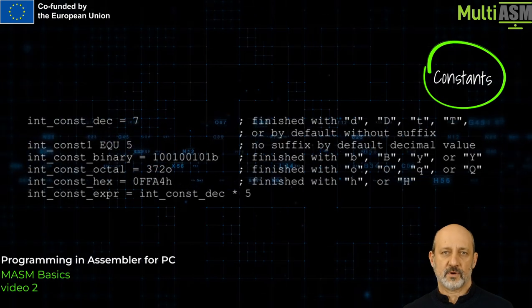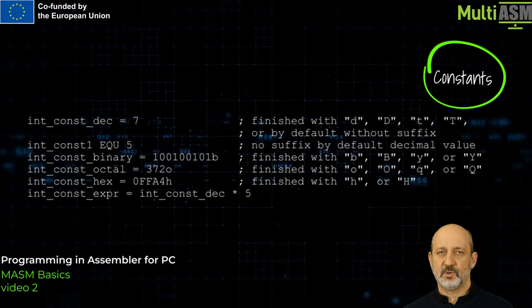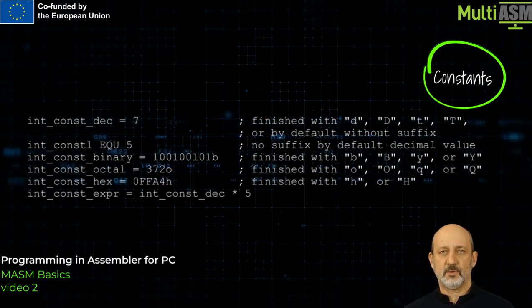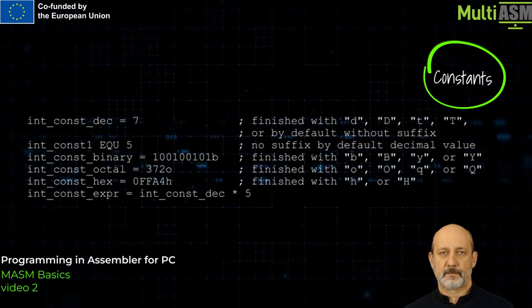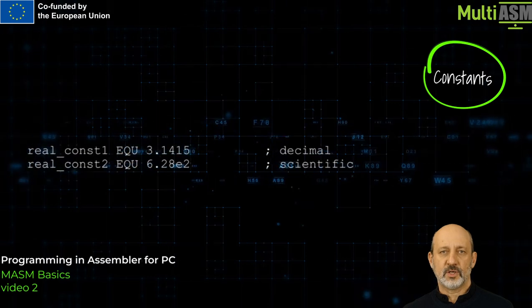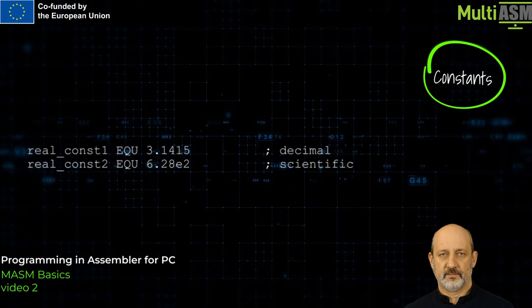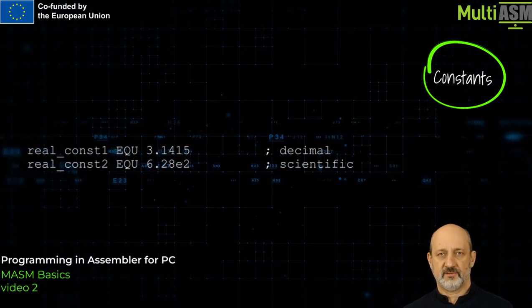It's good to remember that a numeric constant defined with the equ directive can't be modified later in a program, while a constant created with the equal sign can be redefined many times in a program. Floating point numeric constants can be defined with the equ directive only. The number can be expressed in decimal or scientific notation.